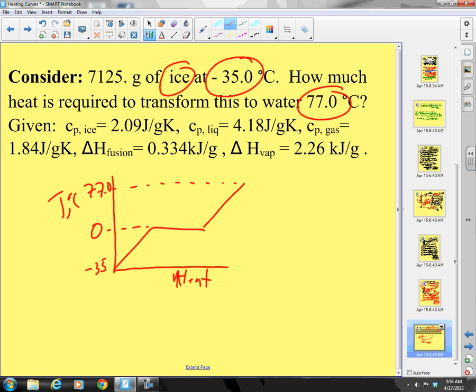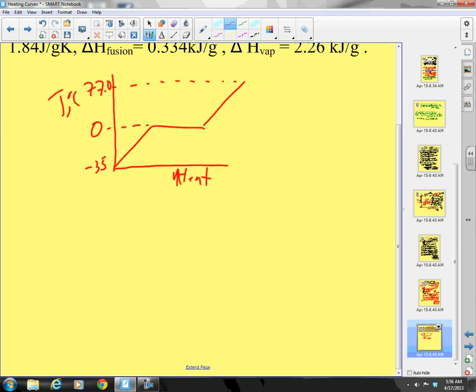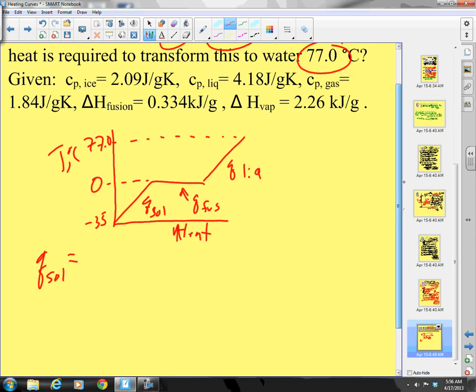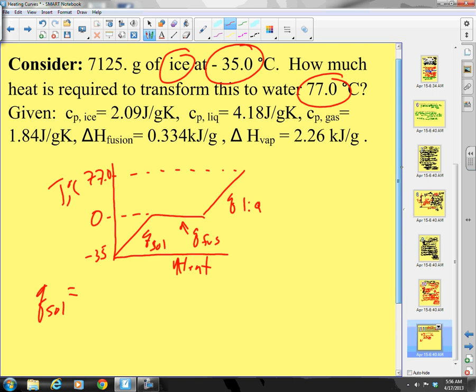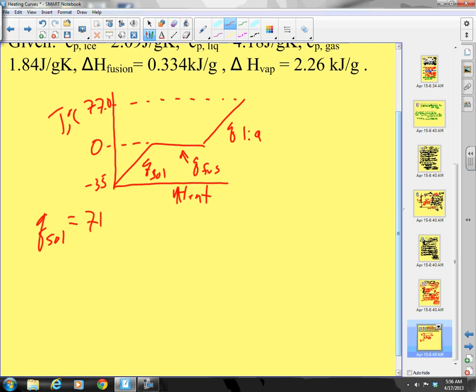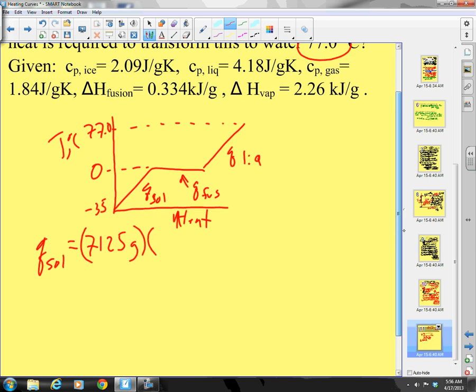So we only have 3 steps to our calculation. I have Q solid, I have Q fusion, and I have Q liquid. Those are the only 3 I have to deal with. Good. So Q solid is going to be, what is my mass? 7125. Ooh, big number. 7125 grams. C sub P of ice. We should almost have that memorized by now.